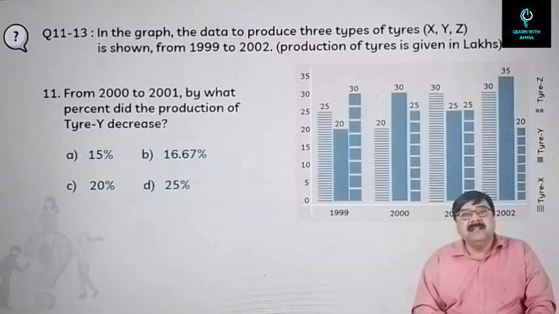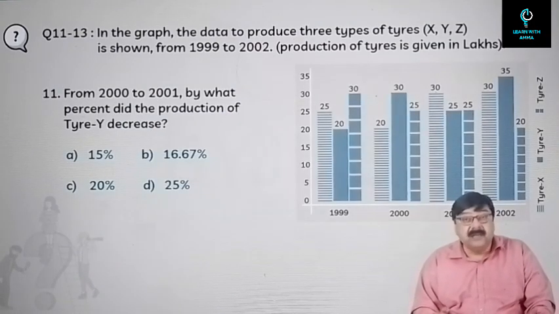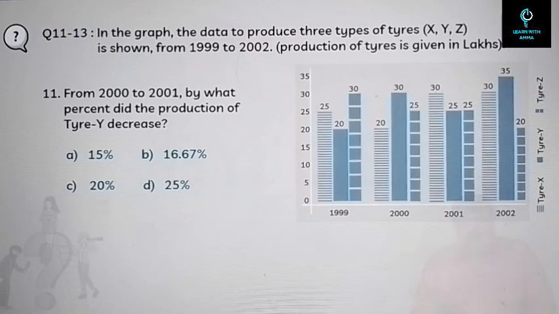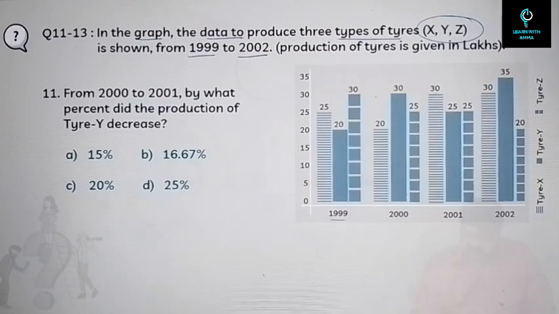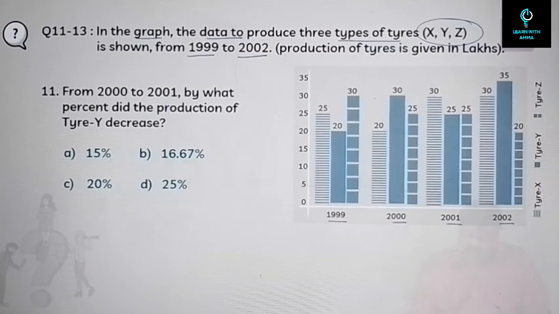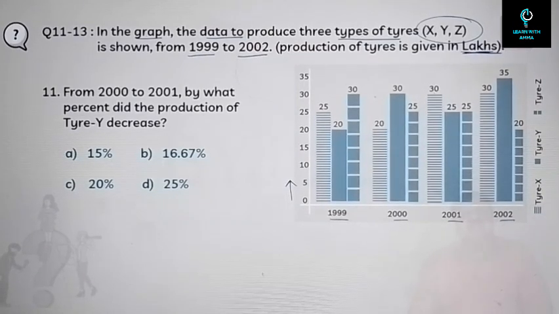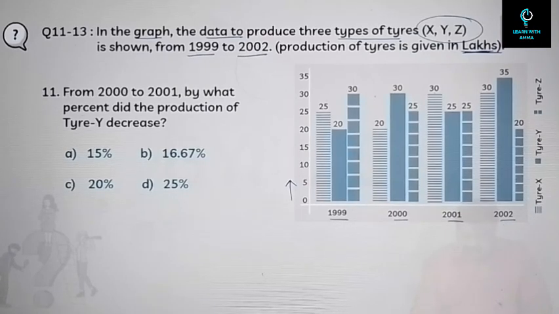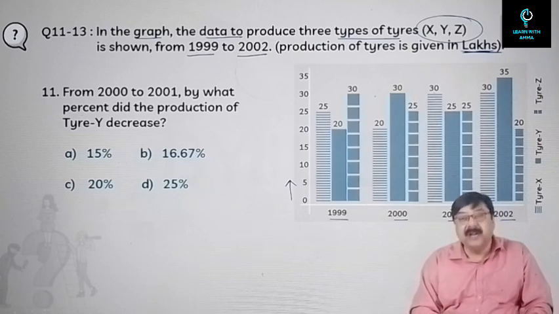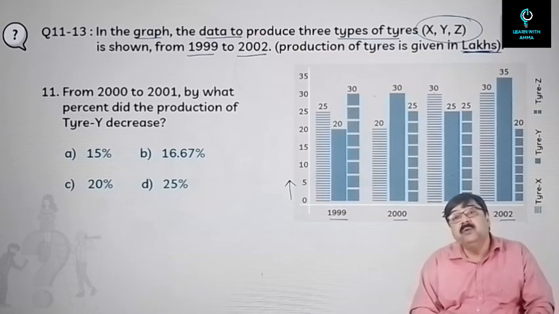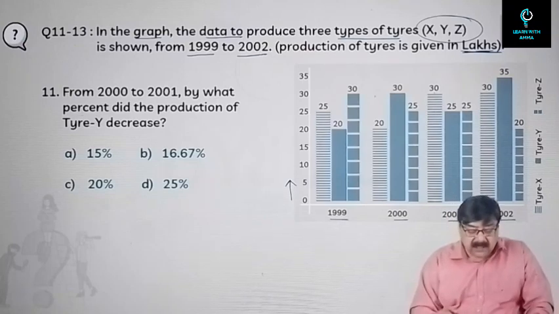All right, let's have a look at this question, which is based on bar graph. Now, what is it all about? In the graph, the data to produce three types of tires, X, Y, and Z, is shown from 1999 to 2002. So 4 years, as is given here, 99, 2000, 2001, 2002. And production of tires is given in lakhs. It is given here in y-axis. The legends are clearly mentioned, and the best part is the figures are mentioned here. All right, so we don't need to put in an effort to find out the extent of value to which an individual bar rises.